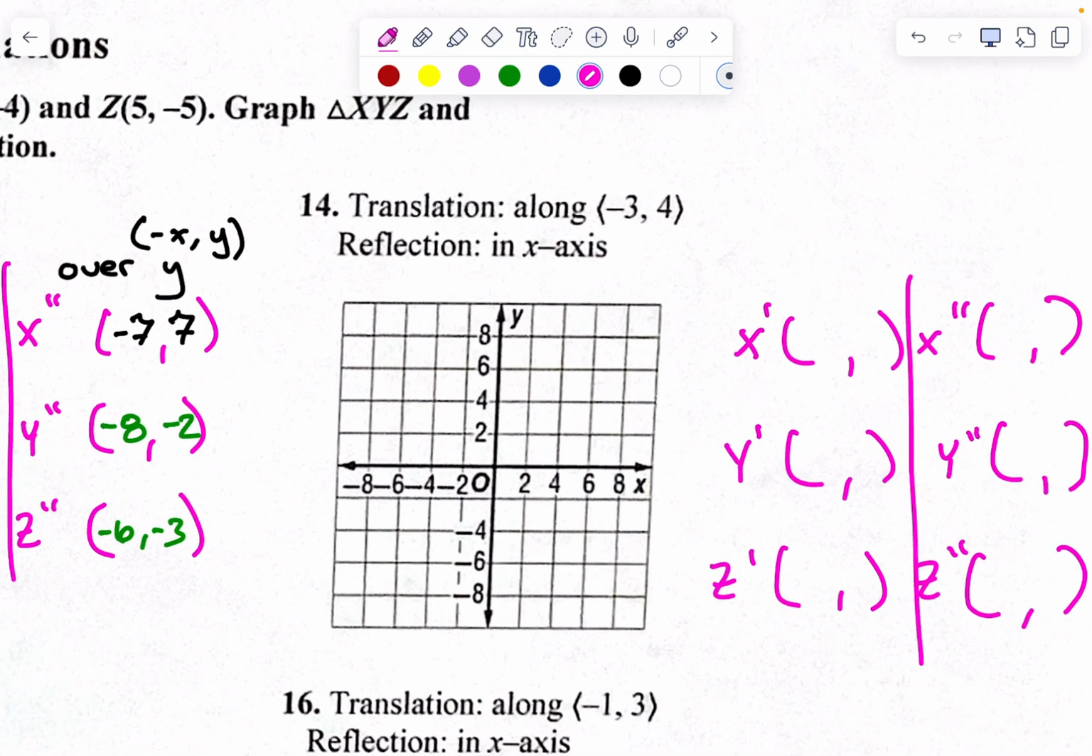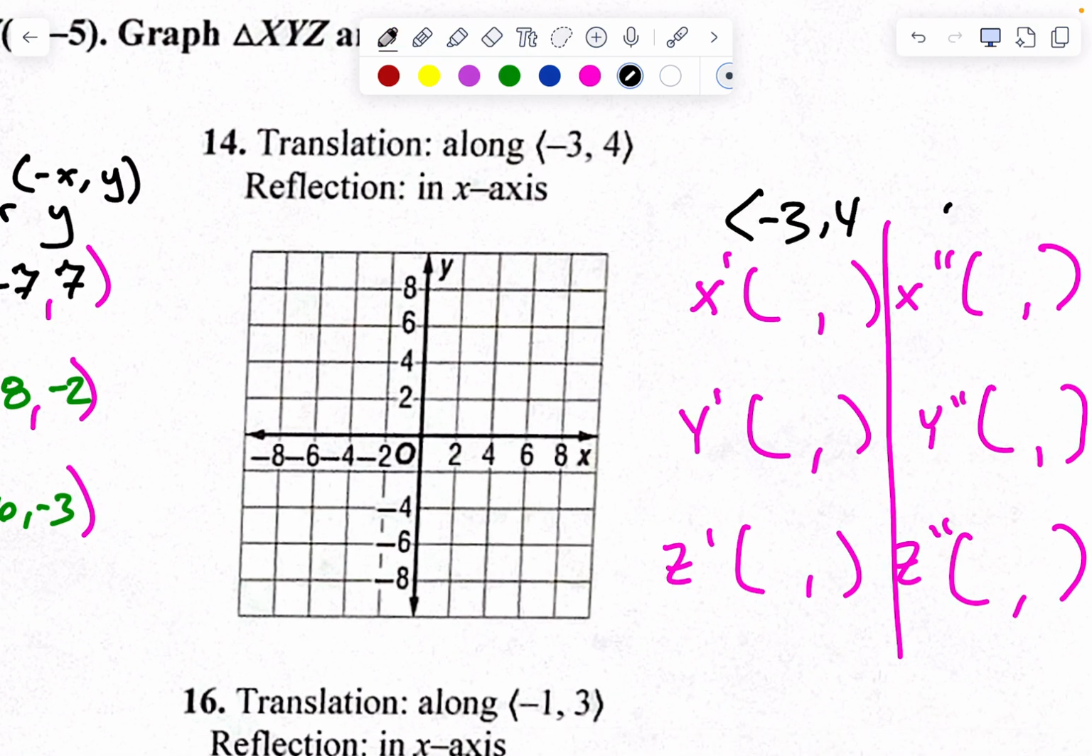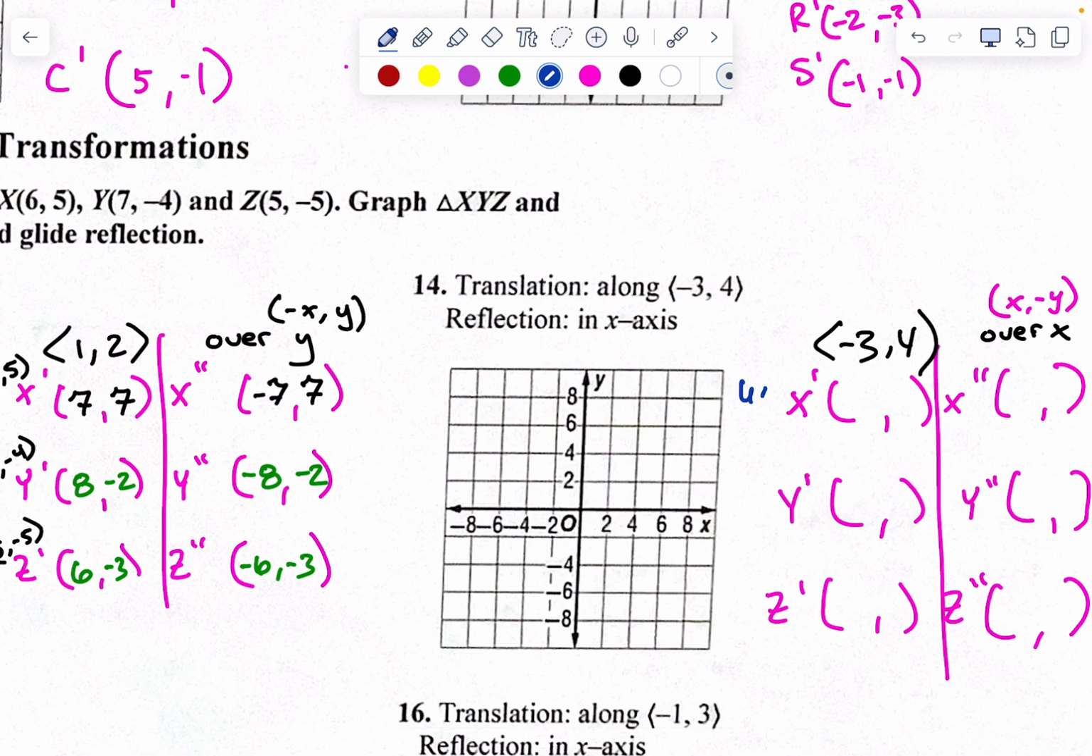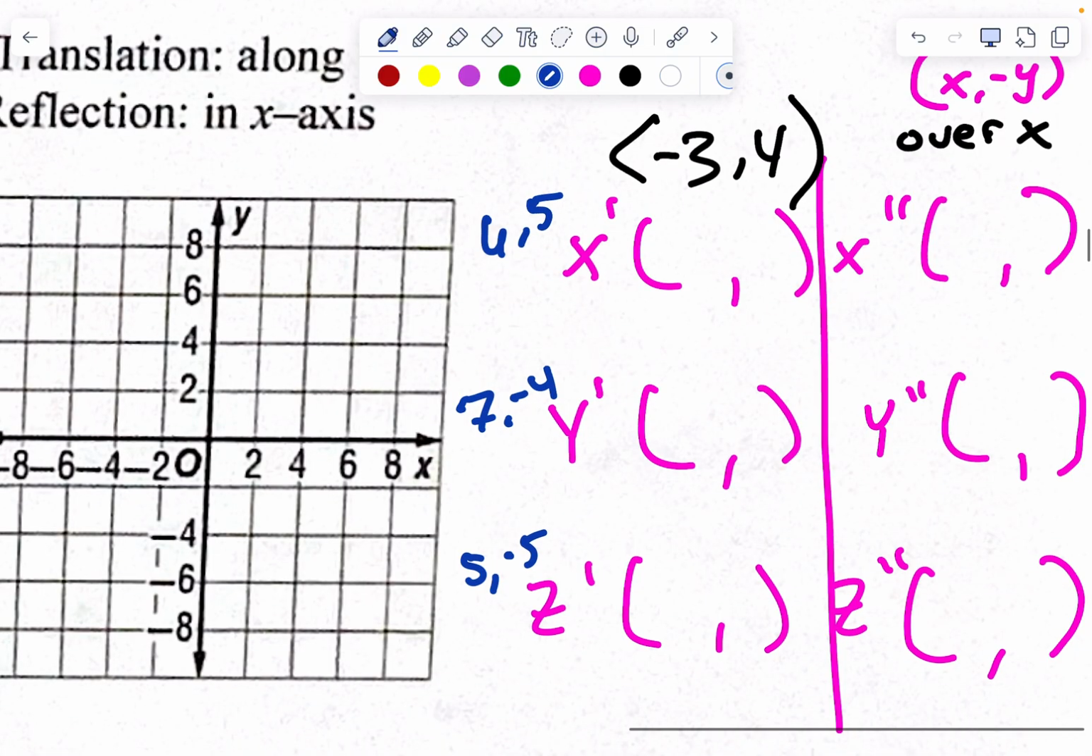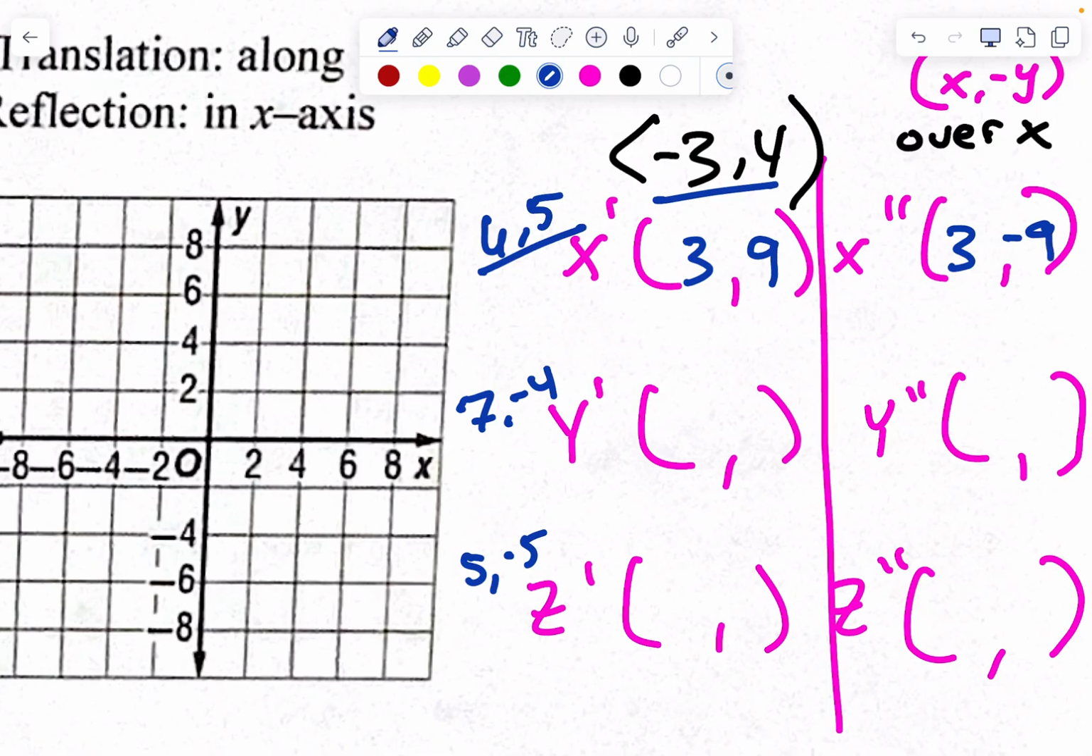That makes sense. Okay. I gotta write my originals down here. 6, 5, 7, negative 4, 5, negative 5. 3, -9. So final answer is -9.